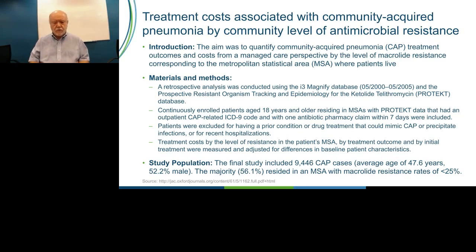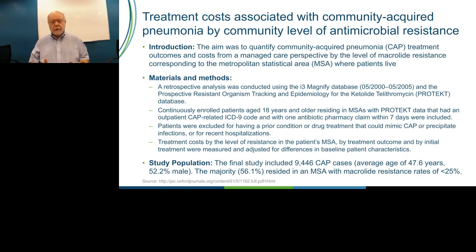But I'm not going to read through all of what you see here. In essence, they collected data from what are called metropolitan statistical areas, which in essence means big cities. And they concentrated the data on patients who were 18 and over, and they'd had a coding. They were recognized and diagnosed as having pneumonia, and they received an antibiotic within 7 days.